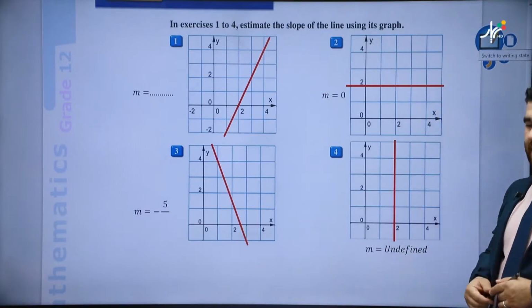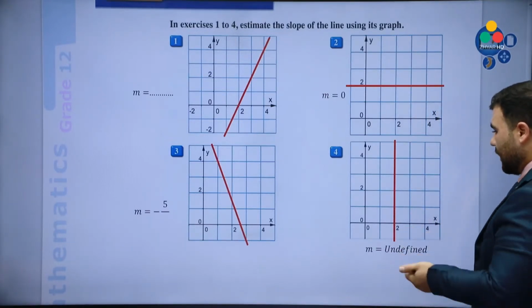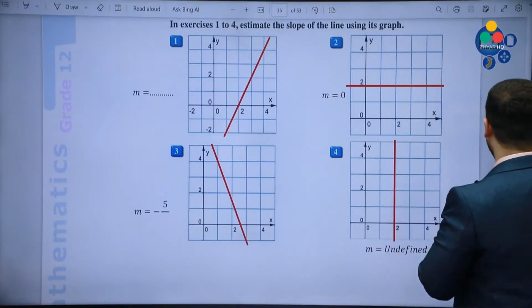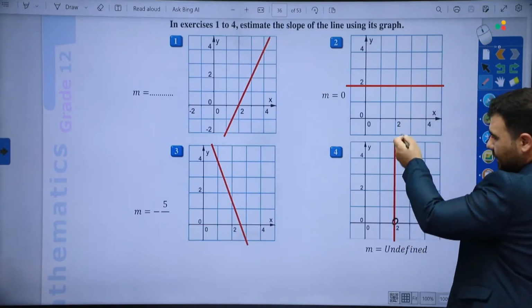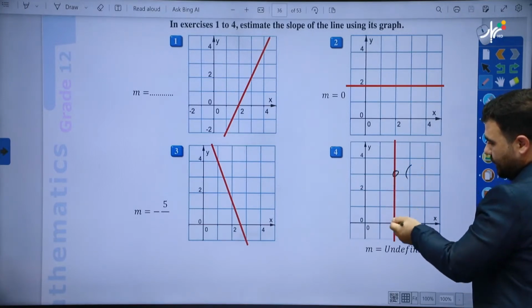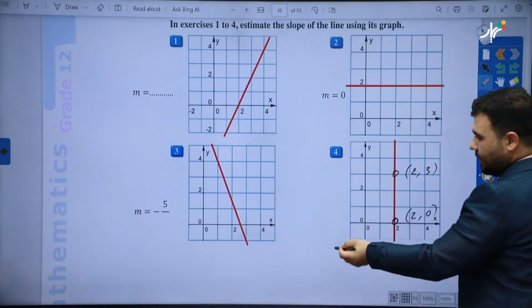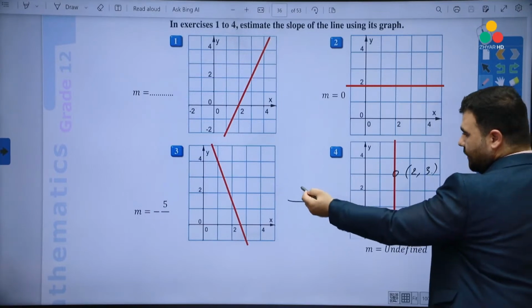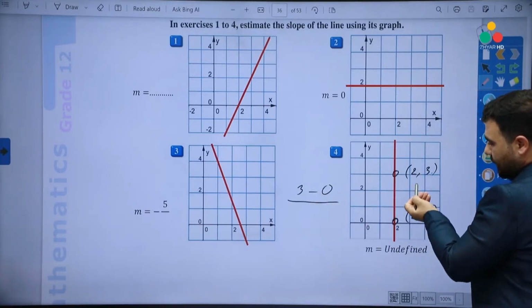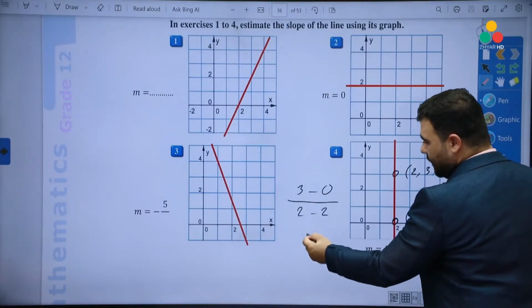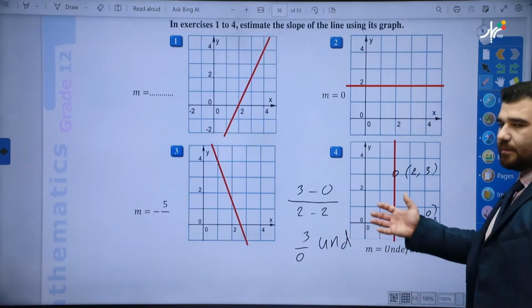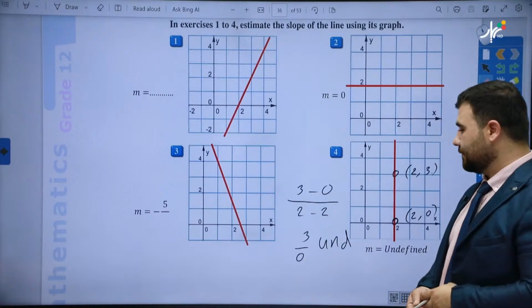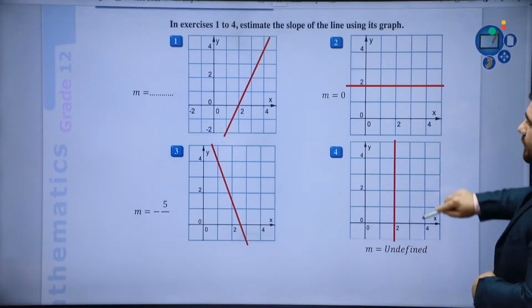Finally, a vertical line has the slope undefined. You might wonder why. Let's choose 2 points on this line. You can choose any point on the line. This point is 2, 3. This point is 2, 0. When I write the rule, y2 minus y1, 3 minus 0 has no problem, it's 3. But x2 minus x1 will be 2 minus 2. This is 3 over 0, and this is undefined. Any number over 0 is undefined. Now we solved all the 4 questions. We found the slopes.